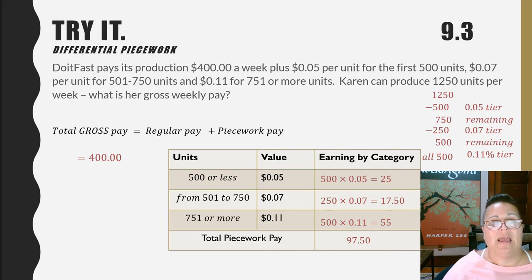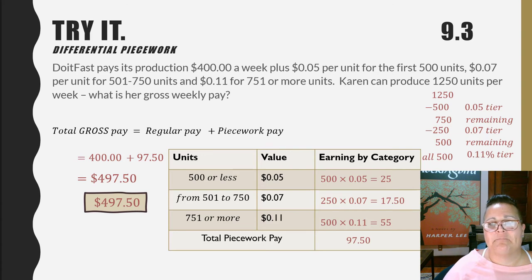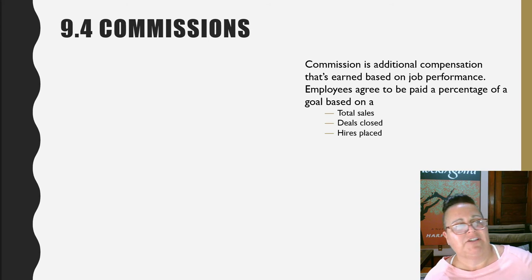So her regular pay was $400. Her piecework pay is $97.50. So she's going to get a total gross paycheck of $497.50. Perfect. Okay. Our last is commissions.